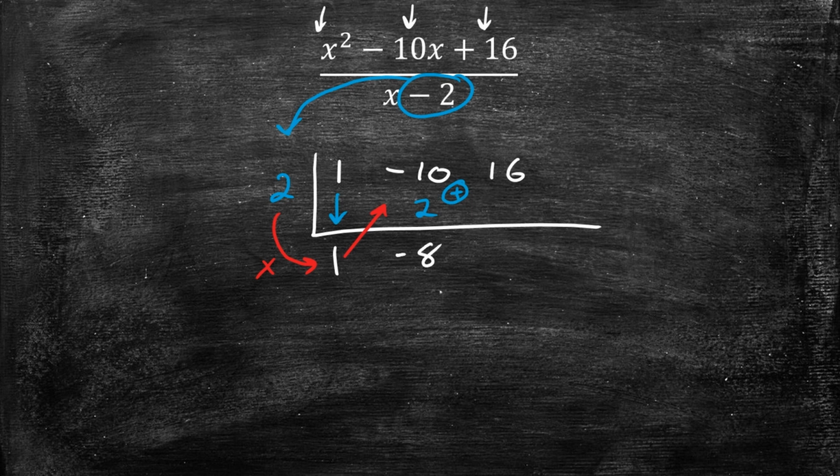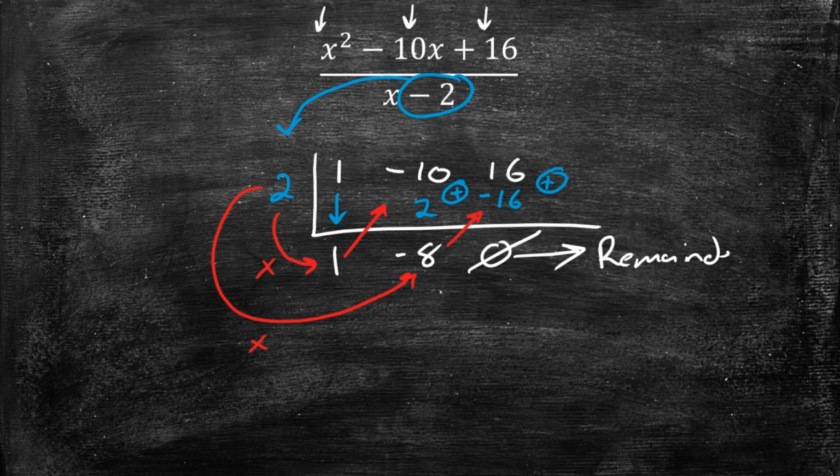Okay. And now you just repeat the process. So you take this number on the outside, that 2, you multiply it by that negative 8, and you bring that number right over there. So when we do that, what we get is negative 16. You add those two numbers together, and you get a 0. Okay, so the last number that you get is your remainder. So in this case, we have no remainder. That just means that x minus 2 up here goes into the polynomial on top evenly.